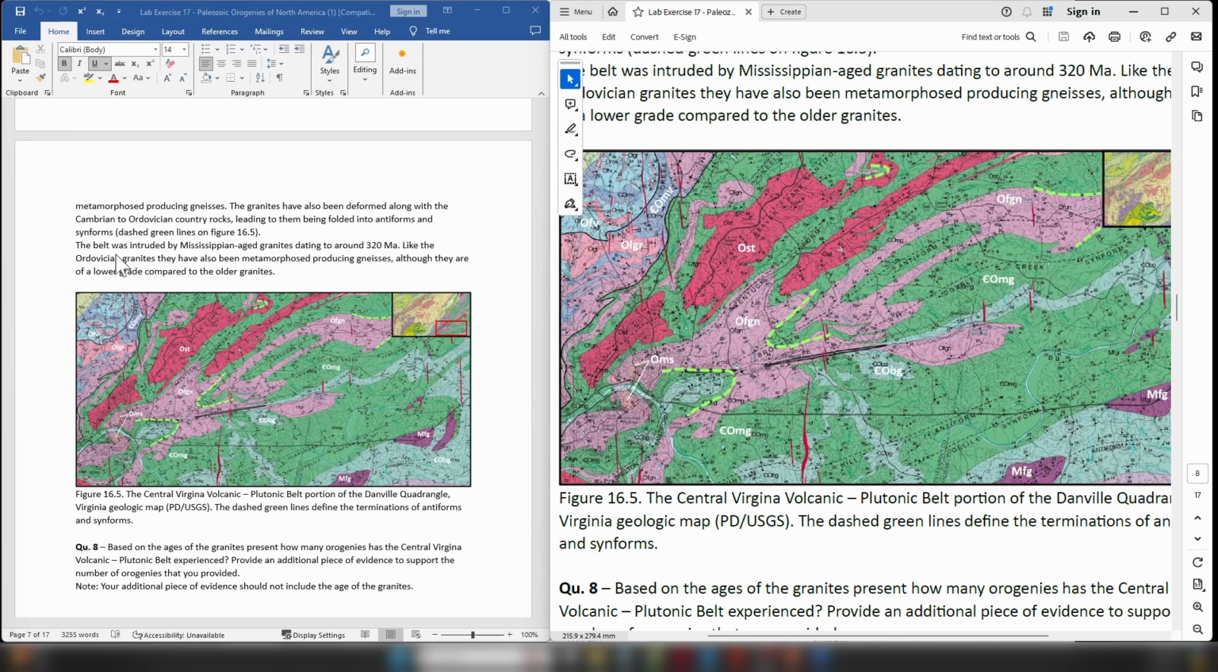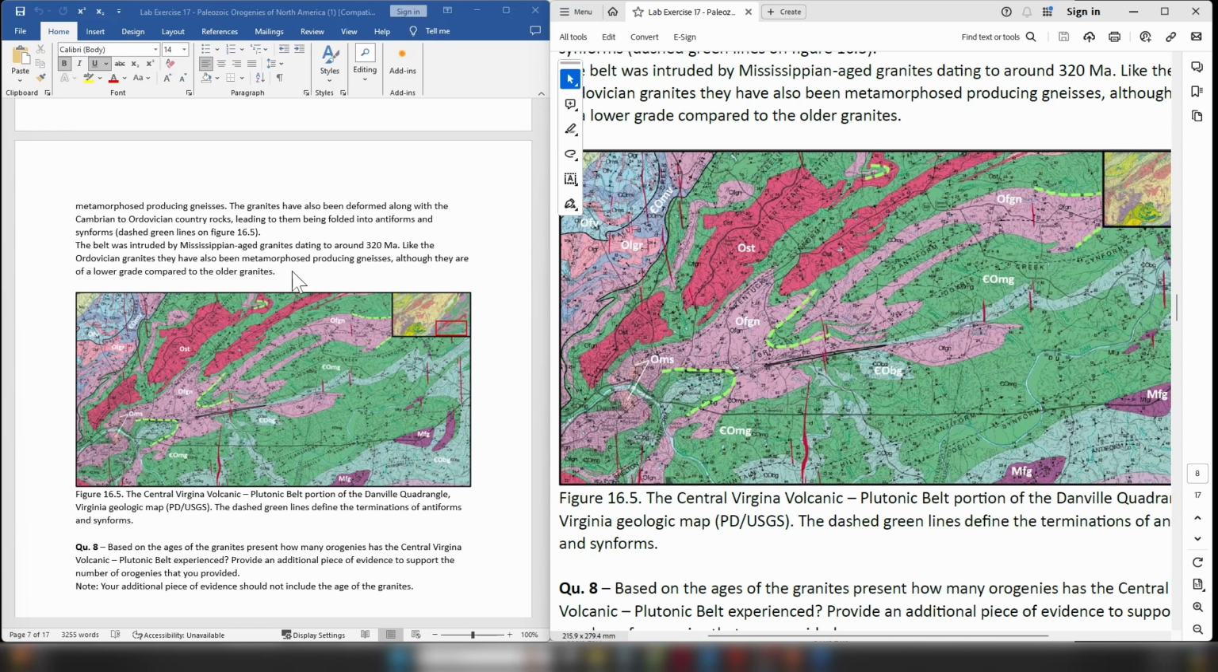Now, the belt has also been intruded by Mississippian aged granites, which date to around 320 million years ago. Now, like the Ordovician granites, they too have been metamorphosed, producing gneisses, although they are of a lower metamorphic grade compared to the older granites. So these Ordovician age granites within this area have been metamorphosed to a higher metamorphic grade than the younger Mississippian aged granites.